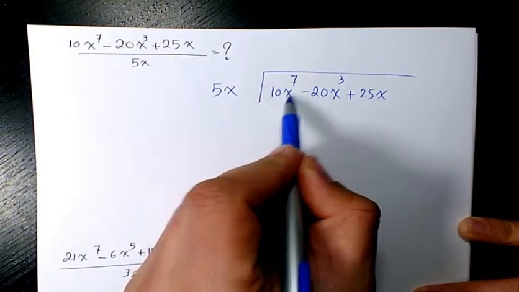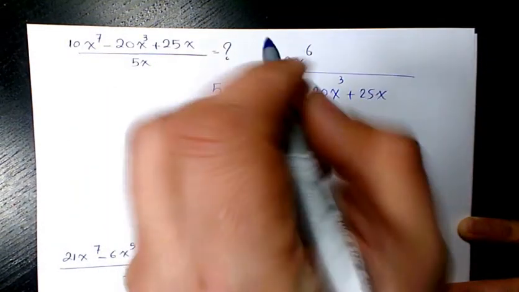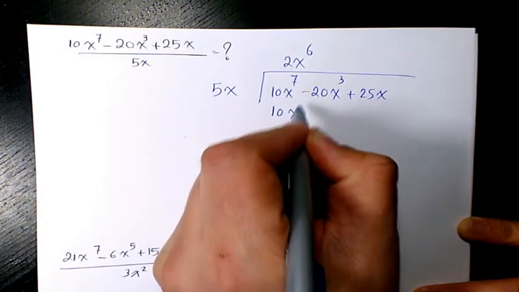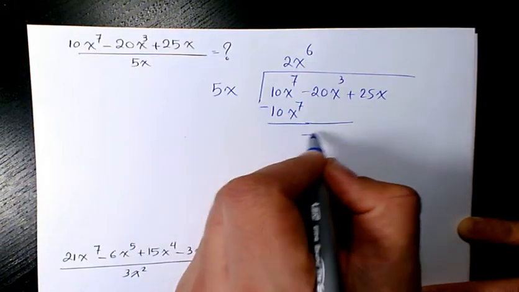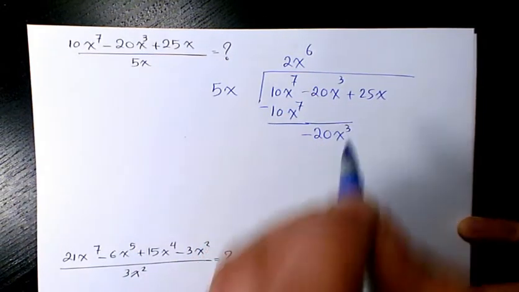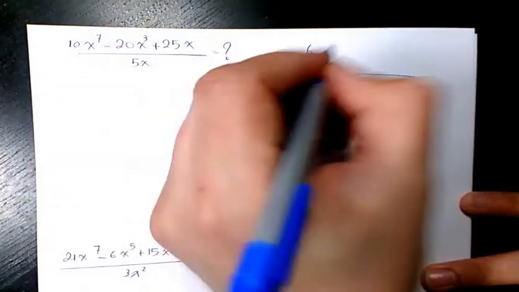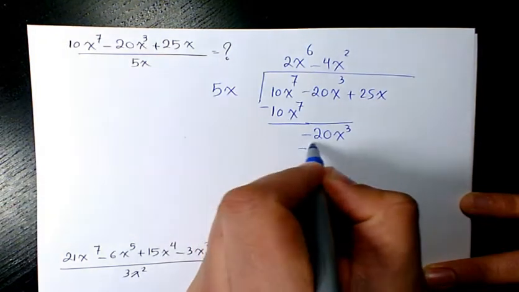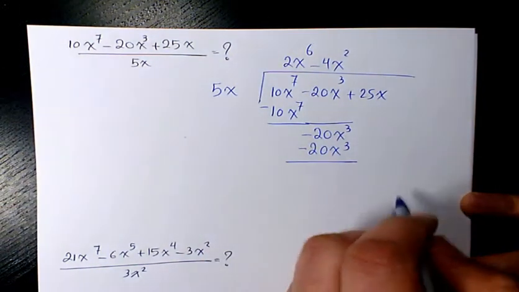So 10x to the power of 7 divided by 5x is going to be 2x to the power of 6. When you multiply it, it's going to be 10x to the power of 7. So subtract it, and then you bring the next number down, negative 20x to the power of 3 divided by this guy is going to be negative 4x squared. You multiply it, it's going to be negative 20x cubed. Subtract it, it's going to be 0.